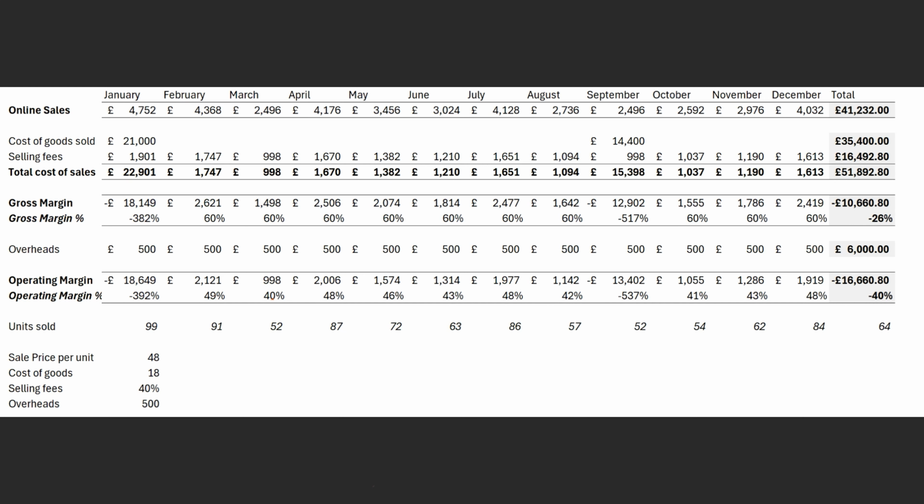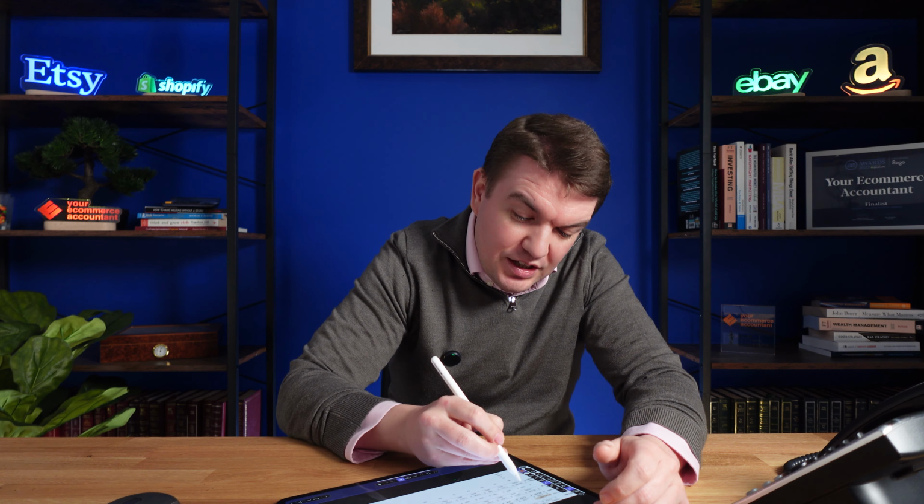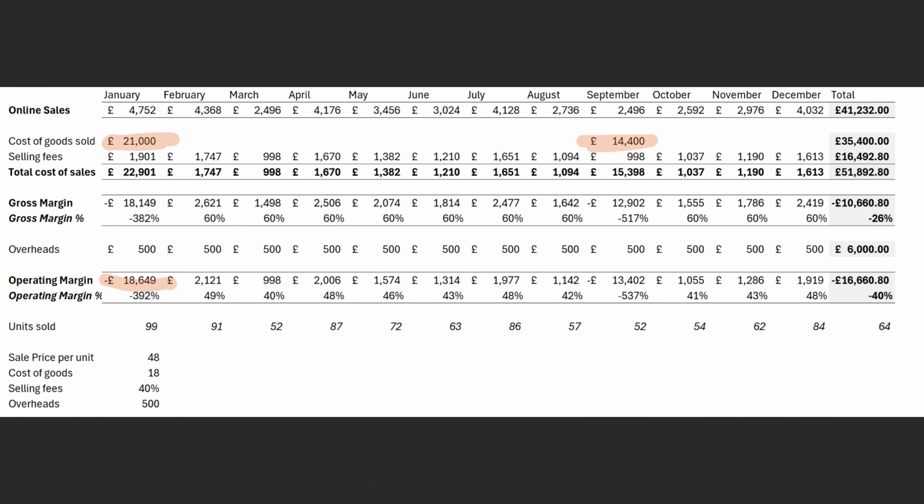Because it's basically the barometer to say, can you understand your business? And I can see here that they've got 21K in January and 14K in September. So all they're doing here is buying stock and putting it straight to the P&L. And you can see that they've got a loss when they buy it.